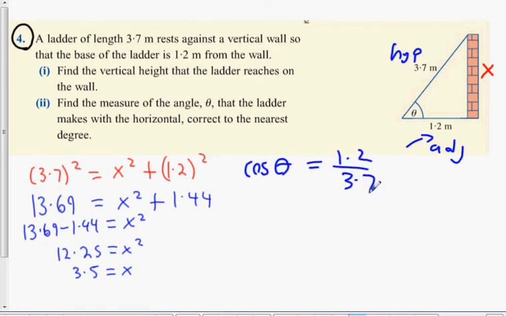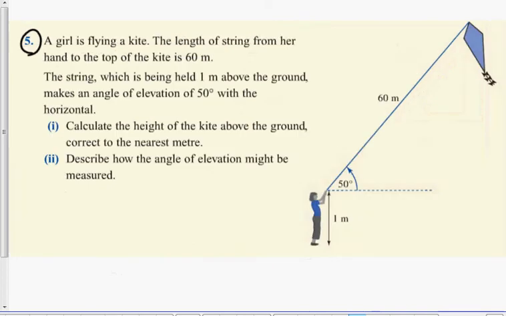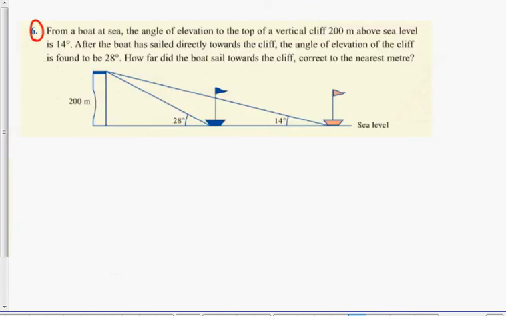How do I find out what theta is? Cos inverse. And you cos inverse 1.2 divided by 3.7, and what do you get in the calculator? 71 degrees. Is that okay? Now, that's question 4. Now, question 6, okay?